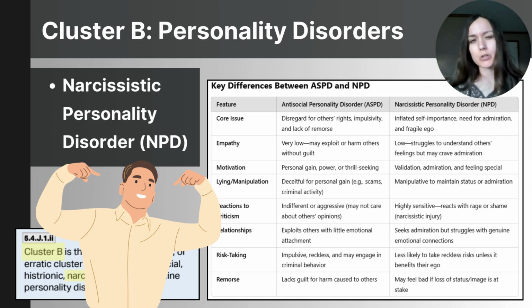Distinguishing narcissistic personality disorder from antisocial personality disorder can be kind of confusing, and students often get them mixed up because they do share some overlapping traits and they do belong to the same cluster for that reason. So you can see on the screen, there are some differentiating characteristics, but I'll give a simple analogy.